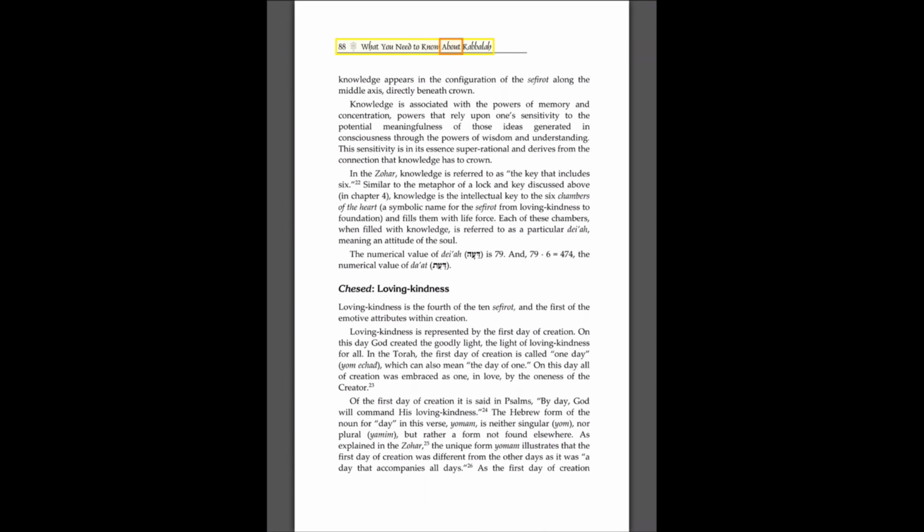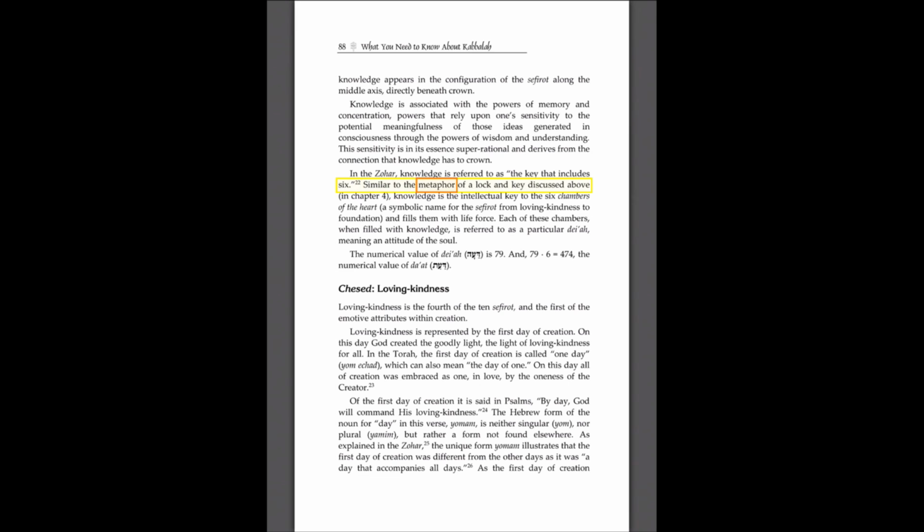For this same reason, knowledge appears in the configuration of the Sephirot along the middle axis, directly beneath crown. Knowledge is associated with the powers of memory and concentration, powers that rely upon one's sensitivity to the potential meaningfulness of those ideas generated in consciousness through the powers of wisdom and understanding. This sensitivity is in its essence super-rational and derives from the connection that knowledge has to crown. In the Zohar, knowledge is referred to as the key that includes 6.